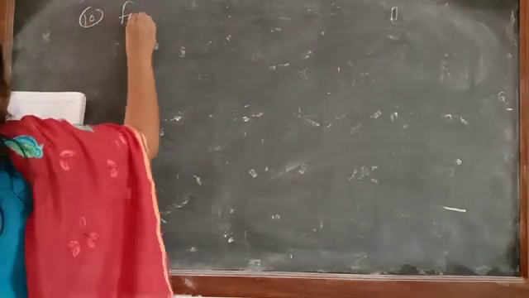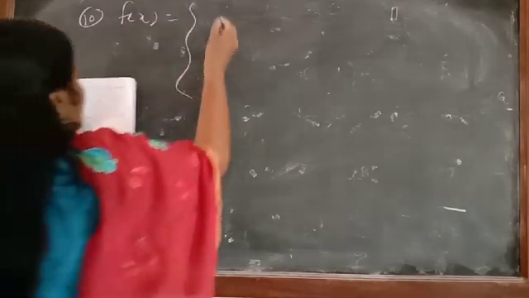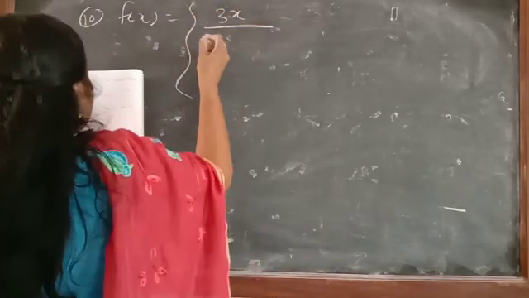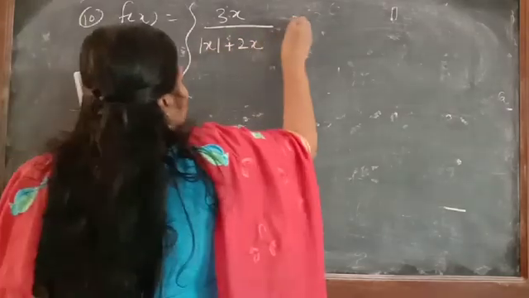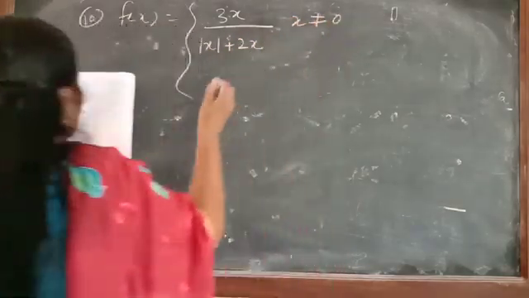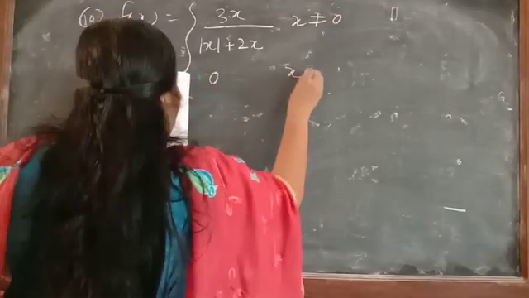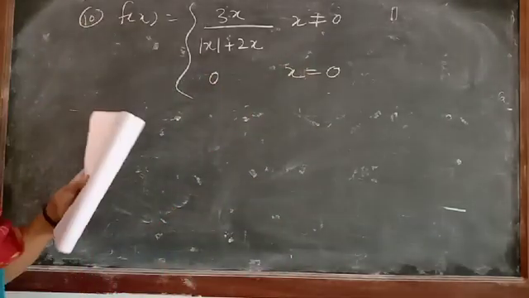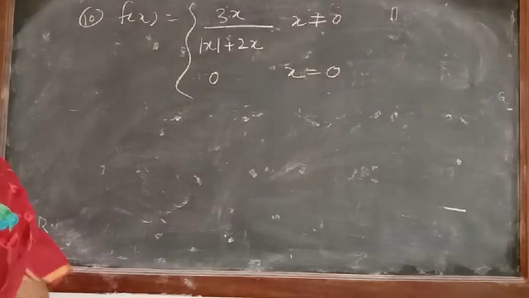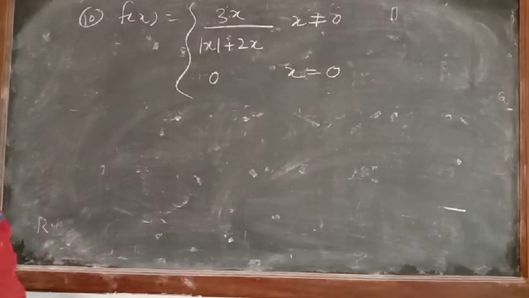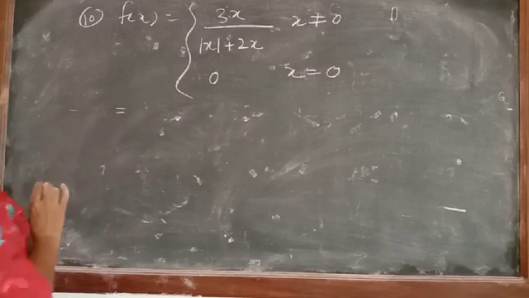Question number 10. In question number 10, again the function is defined as f of x is equal to 3x by mod x plus 2x if x is not equal to 0, and it is equal to 0 if x is equal to 0. We have to show that limit x tends to 0, f of x does not exist. Okay. So again we can rearrange the question.